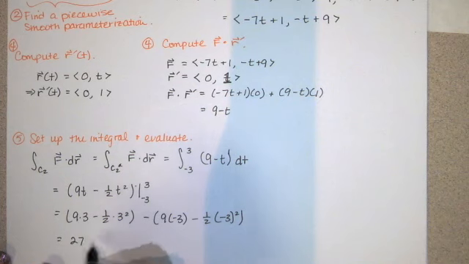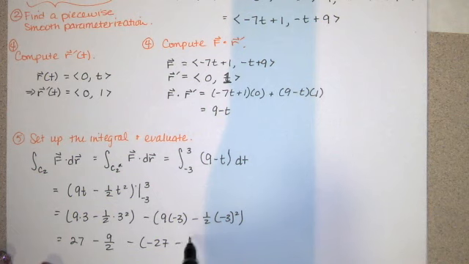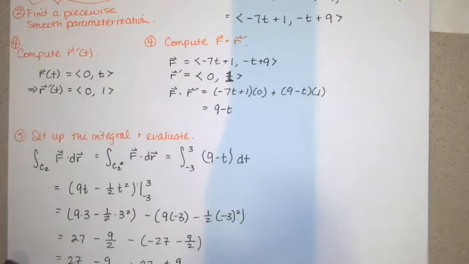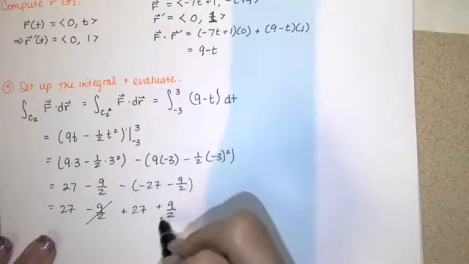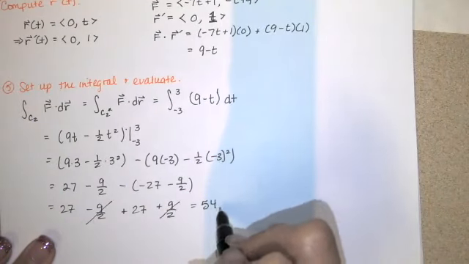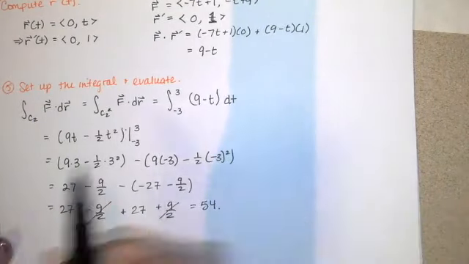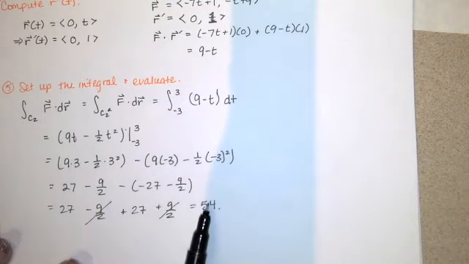So here I've got 27 minus 9 over 2 minus -27 minus 9 over 2. So I end up with 27 minus 9 over 2. And then we're subtracting, so we can change those signs. Distribute the negative. This reduces with this, and the answer is 54. So the line integral over C2 is 54.